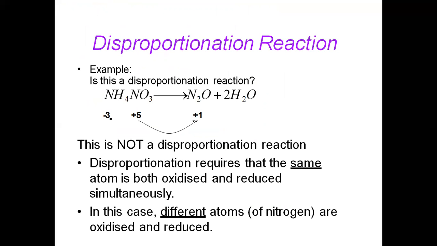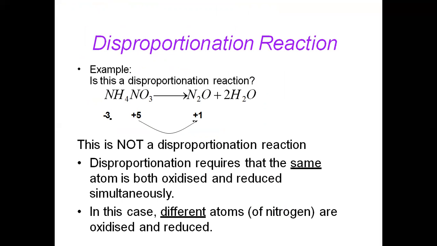A disproportionate reaction requires that the same atom is both oxidized and reduced simultaneously. It means that in a single reaction, the same atom will reduce and will oxidize. So if you see these types of reactions, these are not disproportionate reactions, in case different atoms, such as different nitrogens, are oxidized and reduced.